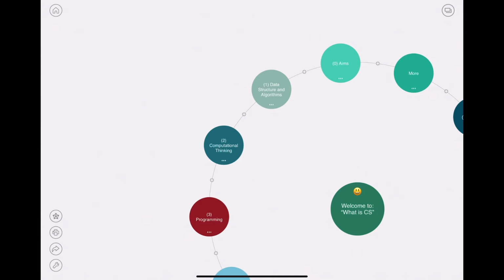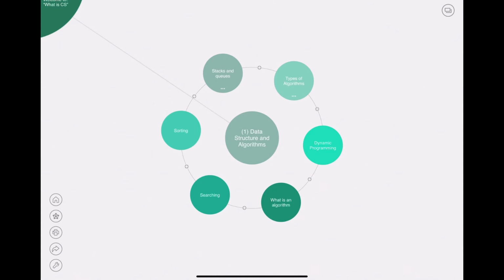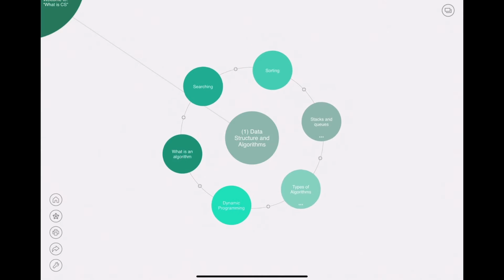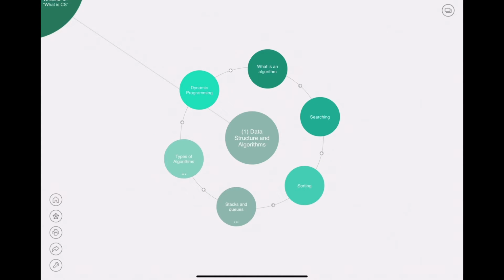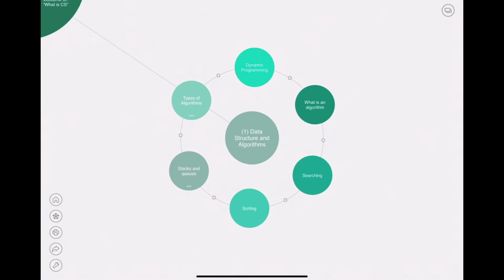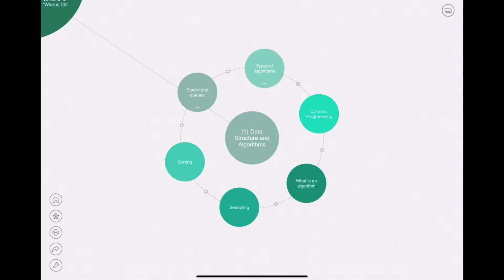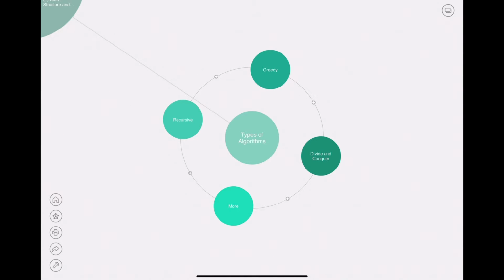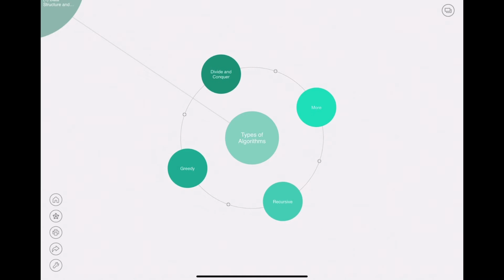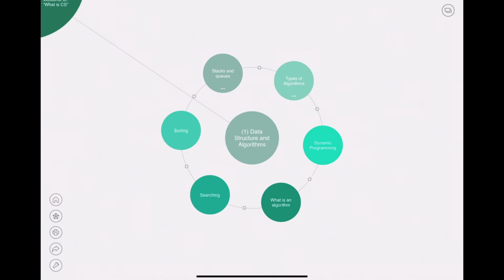First thing we are going to do is something called data structure and algorithms. One thing we are going to do is sorting, how to sort a huge amount of data in an organized manner. And also you are going to learn how to search for a specific thing in your huge pile of data. Also you are going to understand what is an algorithm. And also we are going to do something called dynamic programming. And also we are going to do something called types of algorithms. We have something like greedy algorithms, divide and conquer algorithms, recursive algorithms, and of course more algorithms will be discussed.